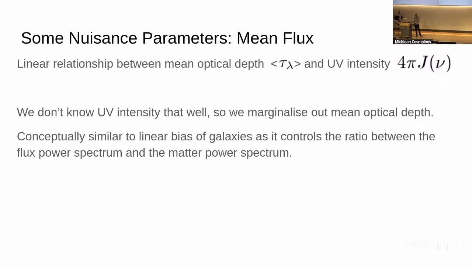The big advantage of the forest is that we know this relationship between the optical depth and the unknown physics, and we know that it's linear to smaller scales than we know for galaxy bias, so we can probe smaller scales without having to worry about it, okay? Any questions on this?